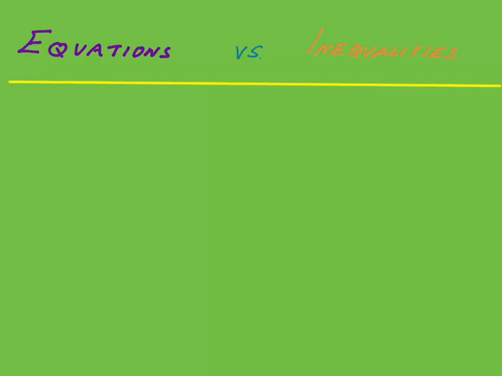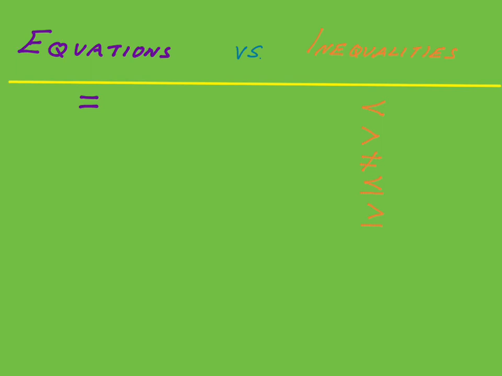In previous units, you have spent much time talking about equations. But now we're going to turn our attention to inequalities. So what's the difference? Well, first of all, equations use an equal sign. Inequalities use symbols like less than, greater than, not equal to, or maybe less than or equal to, or greater than or equal to.